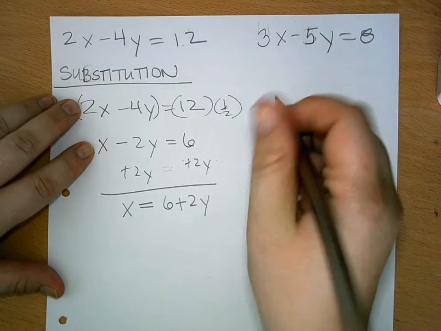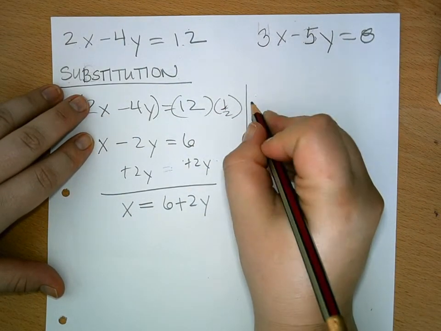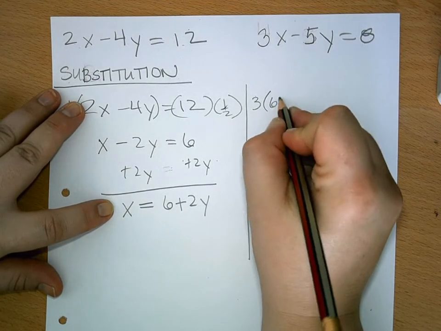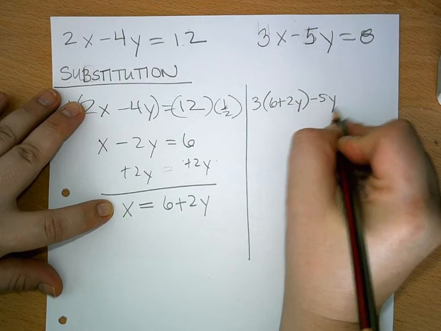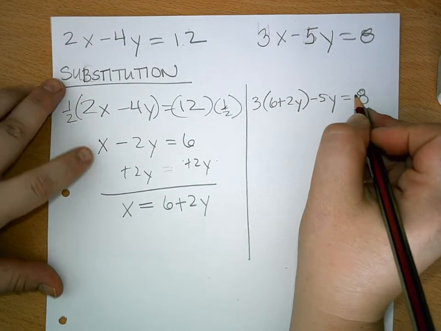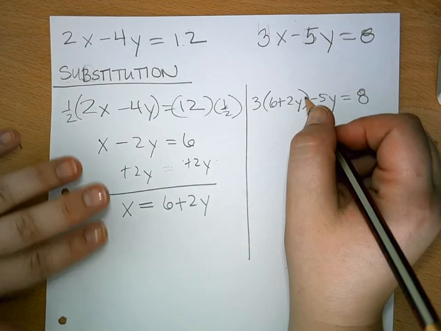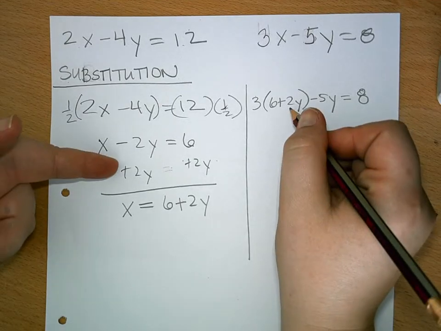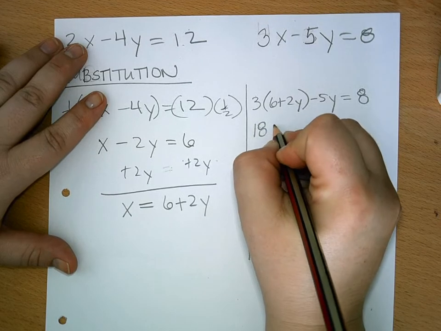Now I'm going to take my other equation, and instead of writing x, I'm going to write what I just used to solve for x. Now x is actually 6 plus 2y. I'm just going to substitute it in there, and that's why it's called substitution. Solve for one variable, substitute in. It's kind of like you're still eliminating, but you're actually replacing, and that's why the x is no longer in this equation.